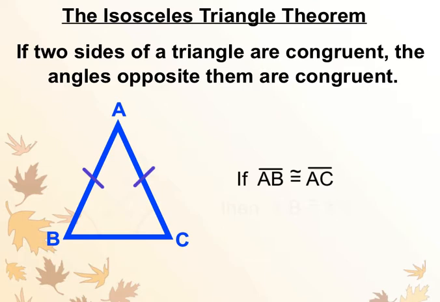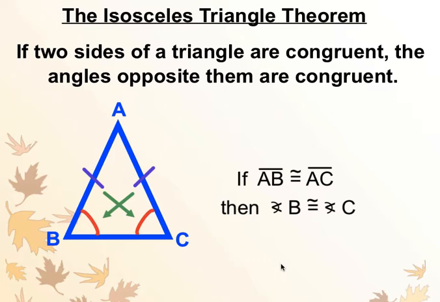So let's take a look at the angle across from AB, which is C, and the angle across from AC, which is B. We now know that those two angles are in fact congruent by the isosceles triangle theorem. Now this theorem also has a converse theorem.